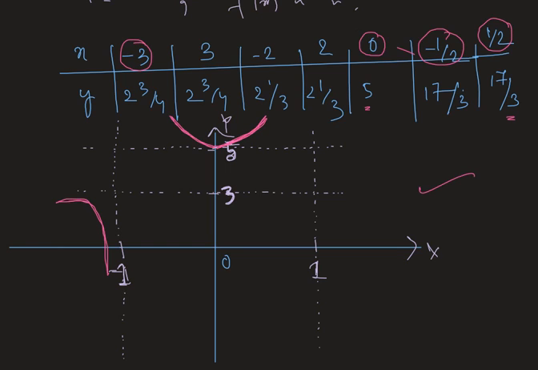And lastly, whenever the values of x are greater than 1, like when x equals 3, we get the value less than 3. That is positive slope but less than 3. So our required curve looks like this.